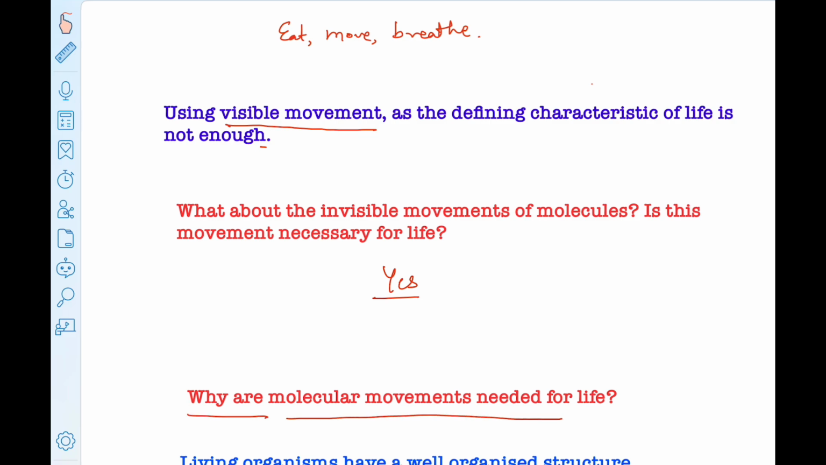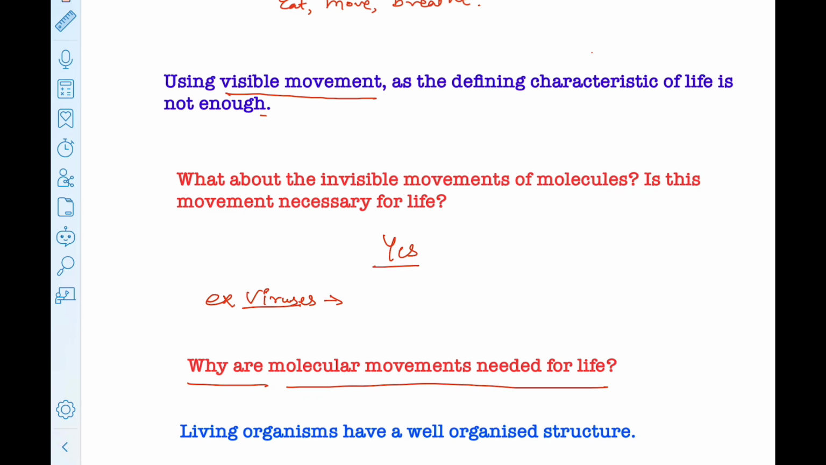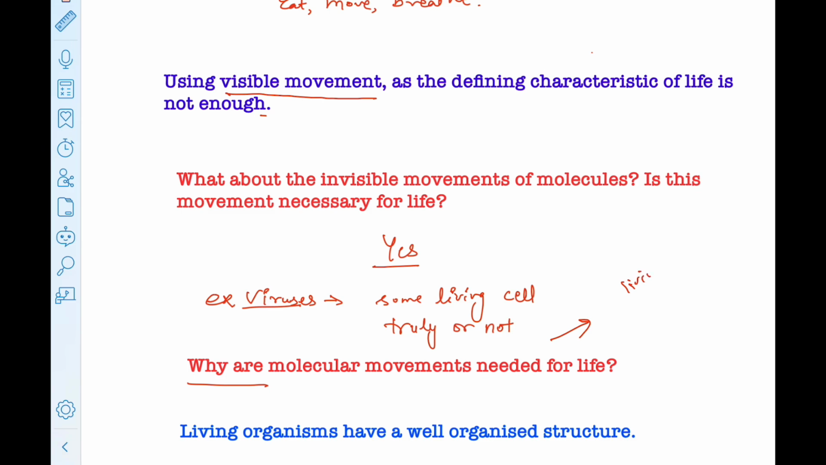And why are these molecular movements needed for life? Let's take an example of viruses. Viruses do not show any molecular movement. They do not have any molecular movement in them until they enter some living cells. And you know there's a controversy about whether they are truly alive or not. So we can say that molecular movements are essential to differentiate if something is living or non-living.